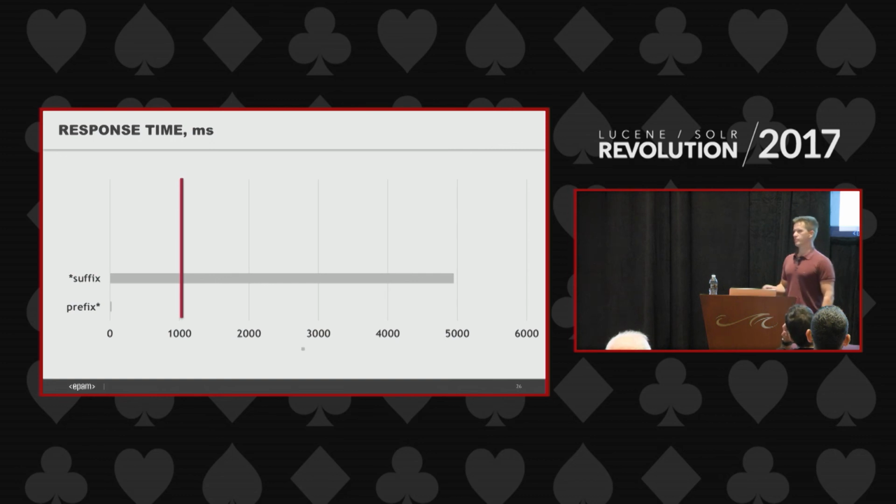And I'm pretty sure that everybody knows the solution for the leading wildcard search problem, right? What do we need to do to make leading wildcard search faster?